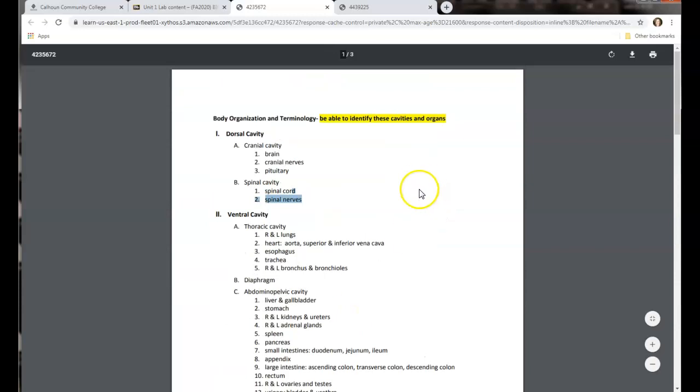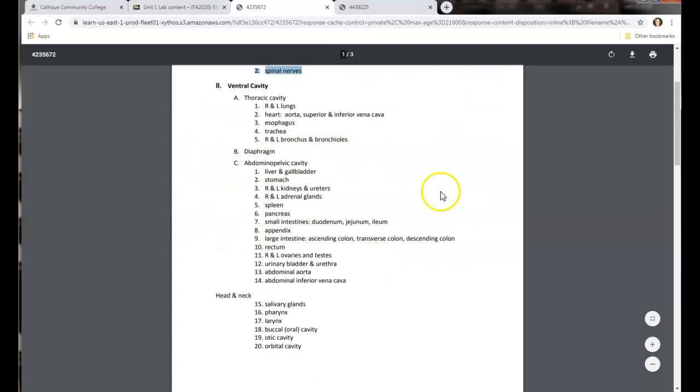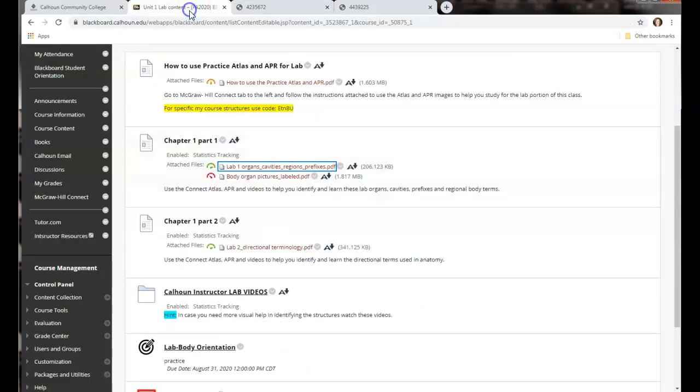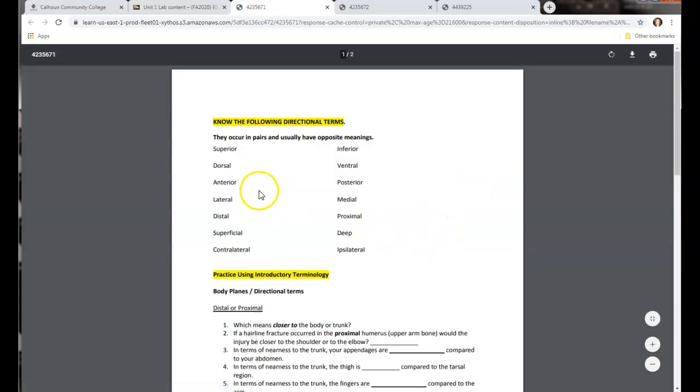So I know this seems like a lot. This is just part 1. That's why I said every day I would open up the lab document and I would kind of decide, okay, Monday I'm going to learn these items right here. And then Tuesday I'm going to learn all the rest of this stuff here. Then I'm going to learn this on Wednesday. So I'd kind of break it up into little chunks so that you don't have to do it all at one time. And then part 2 is that directional terminology.